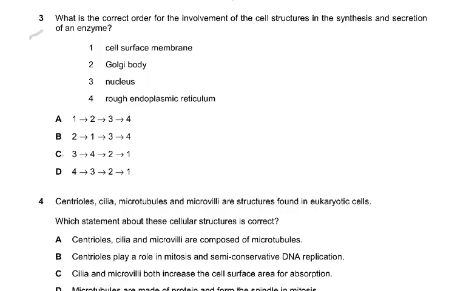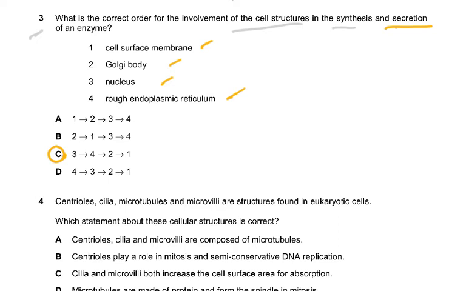Question number 3. What is the correct order for the involvement of the cell structures in the synthesis and secretion of an enzyme? Cell surface membrane, Golgi, nucleus, RER. Now we all know that the nucleus is the first thing, so 3 would be the first one. In the secretion of an enzyme, a protein, first there has to be transcription. Now that can only take place in the nucleus. There was only one possibility starting from 3.